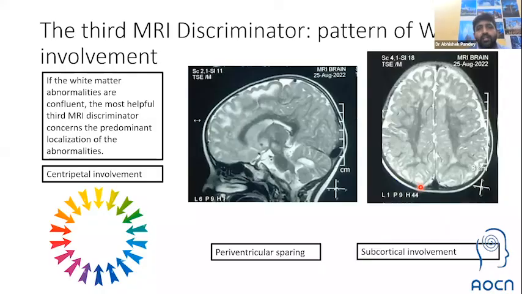So these are examples in which symmetrical involvement can be there, and there can be multifocal or confluent involvement. So the third is the pattern of white matter involvement. The pattern which can be followed is whether it is a centripetal or a centrifugal involvement. So centripetal means from periphery to center.